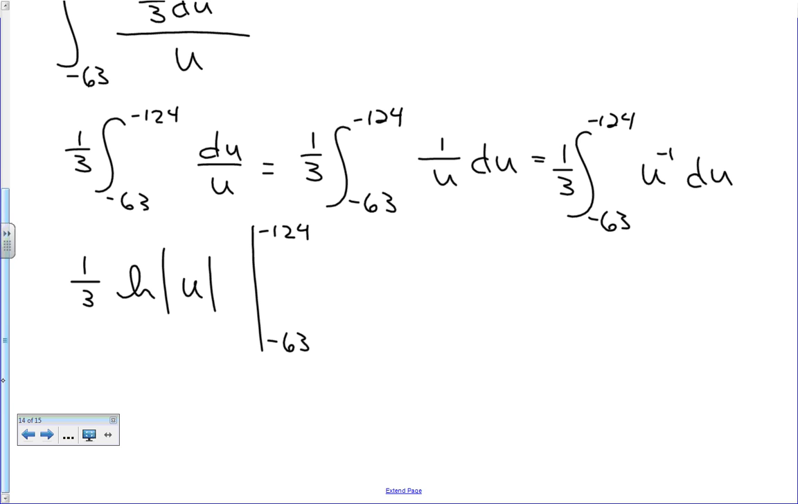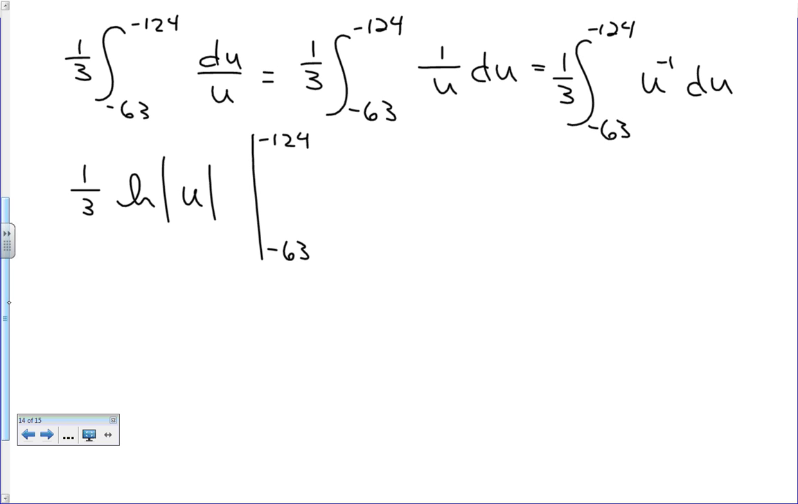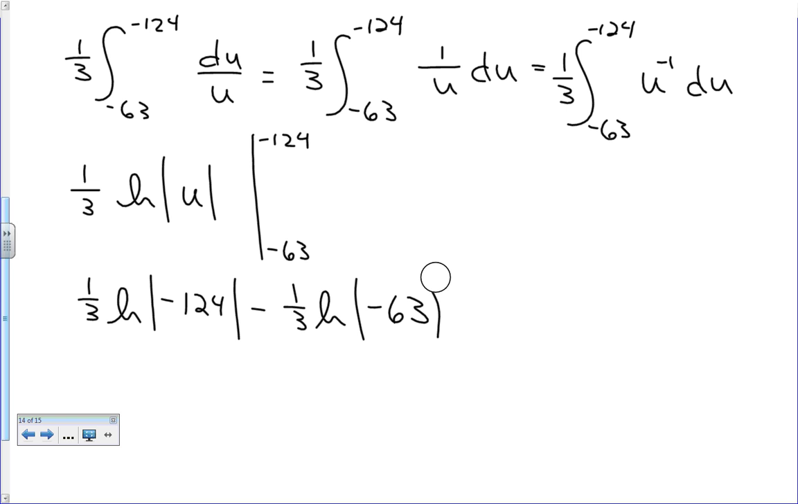All right. And this is the reason why we did a change. We needed to do the change of our upper and lower bound into terms of u, but I don't have to change this back to x's now. I just plug in my new u values for the endpoints. So it's 1/3 the ln of the absolute value of my upper bound, -124, and then minus 1/3 the ln of the absolute value of -63, my lower bound. Oops, that's an absolute value sign.